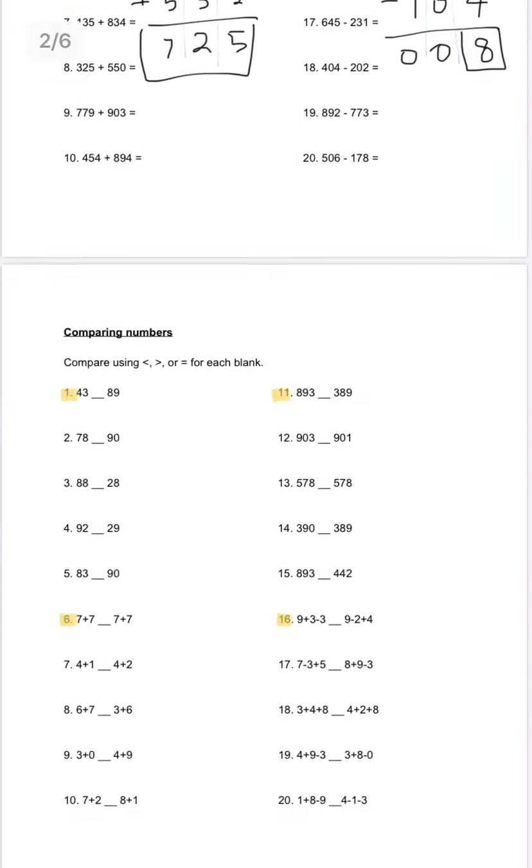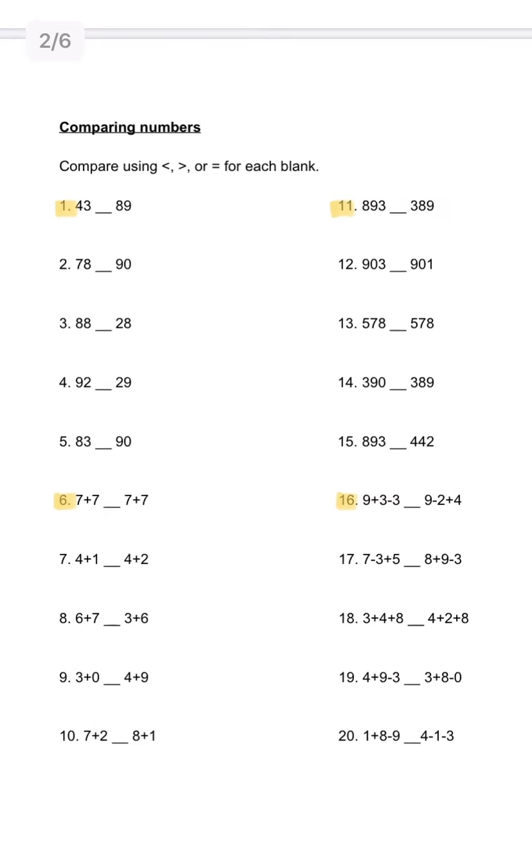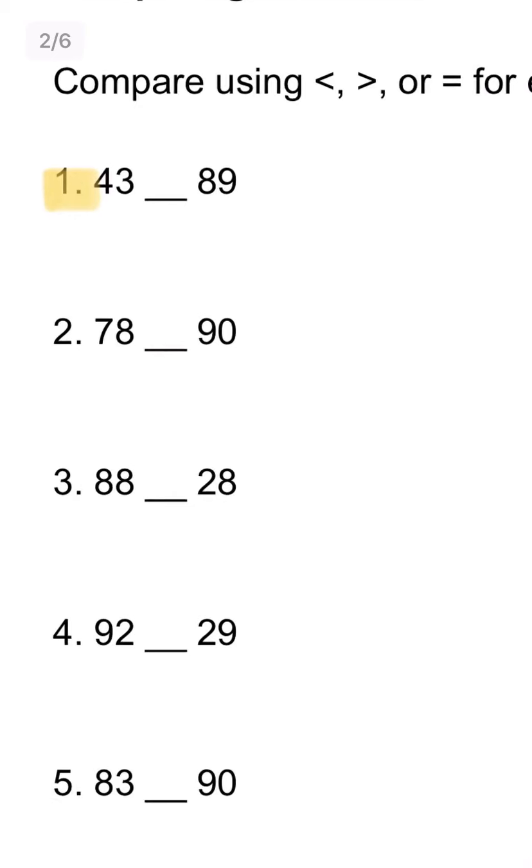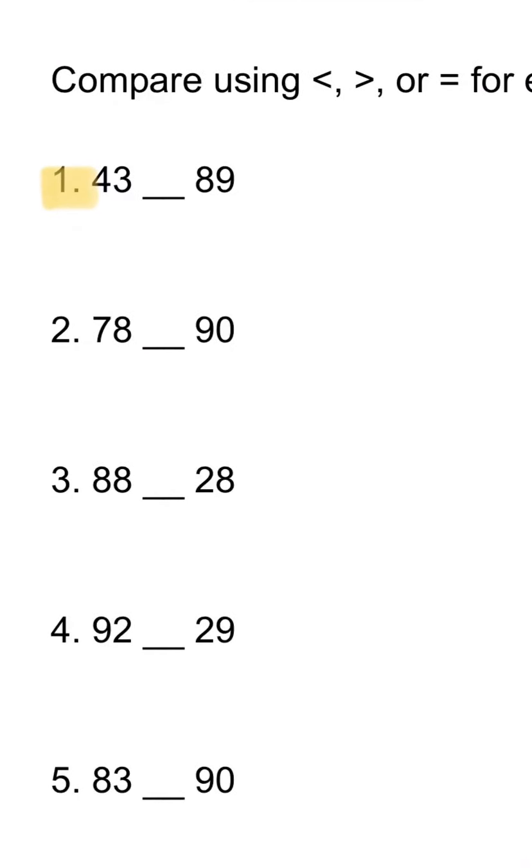And let's move on to comparing numbers. So it says, compare using less than, greater than, or equal to for each blank. Okay, so let's look at number 1 first. It says 43 and 89. Which one's smaller? 43, right? And which one's larger? 89. So what goes in the blank? Less than, right? Because 43 is less than 89.